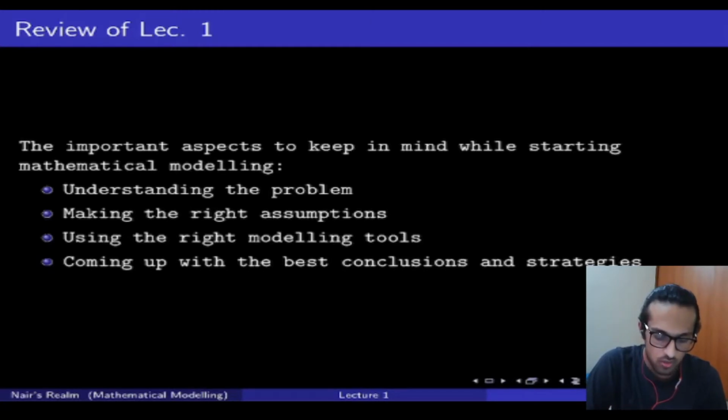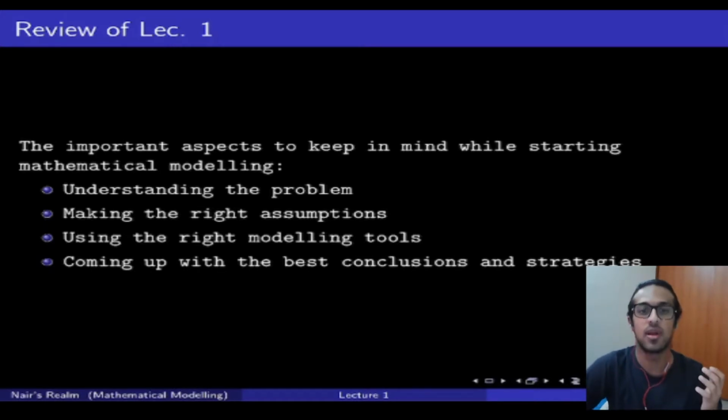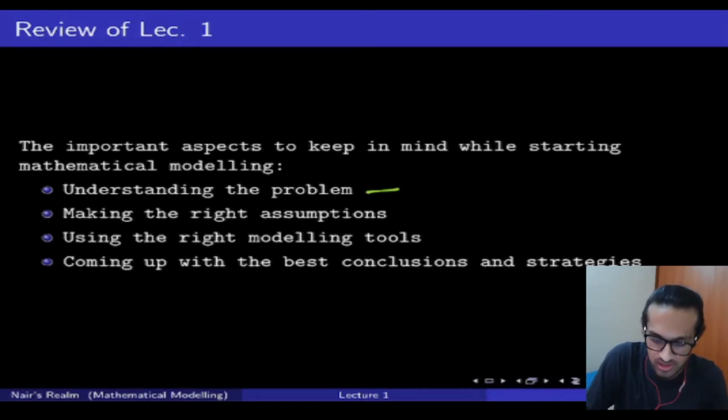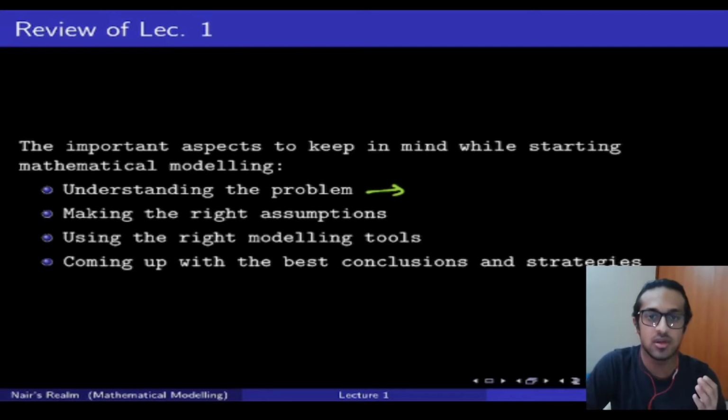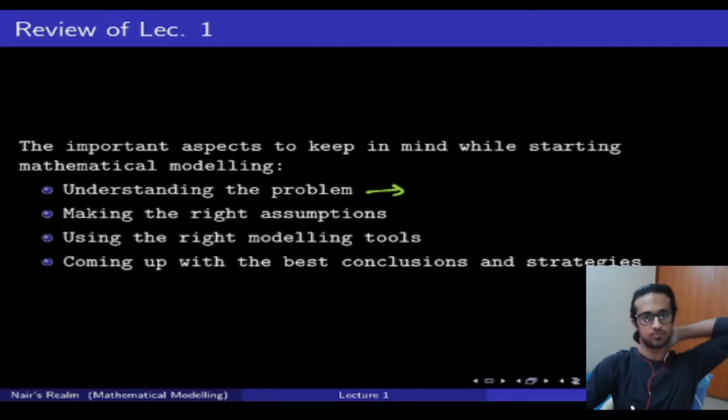So when we talked about how you get started with mathematical modeling, we said the first thing to do is to understand the problem, right? So that essentially means understanding what domain the problem is from, having some better understanding of that domain so that you can understand the various aspects of the problem, as in how it came about, what we're trying to solve, can it actually be solved, and so on and so forth.